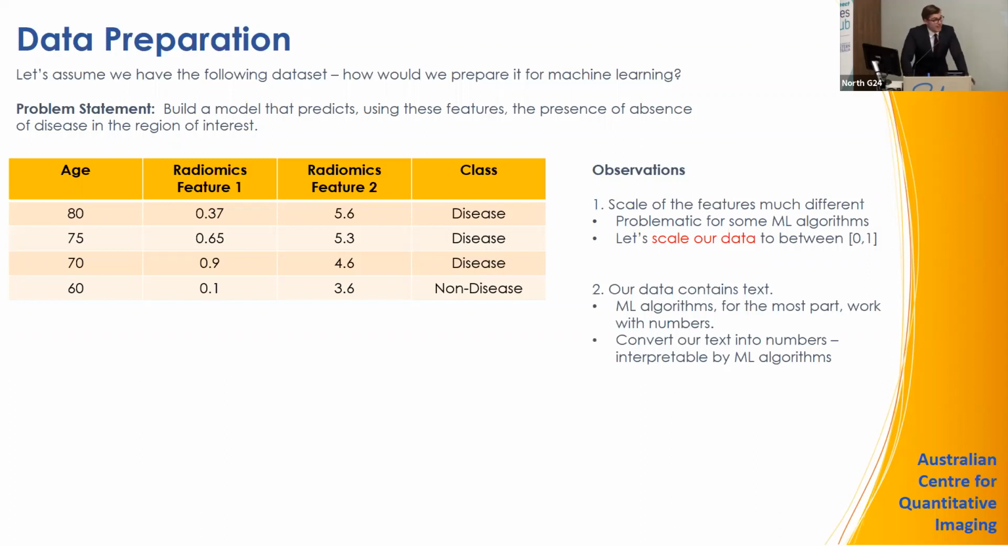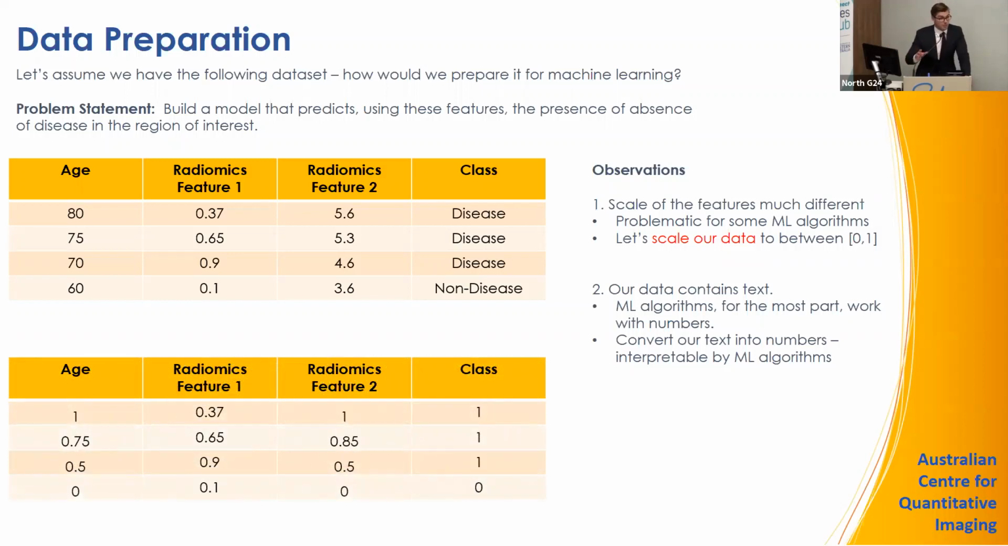Secondly, we'll notice that our data also contains some text. So the actual thing that we're trying to predict just says disease or non-disease. So we want to convert those into numbers because machine learning algorithms don't actually work particularly well with text. They work sort of exclusively with numbers. So we end up with our pre-processed data set.